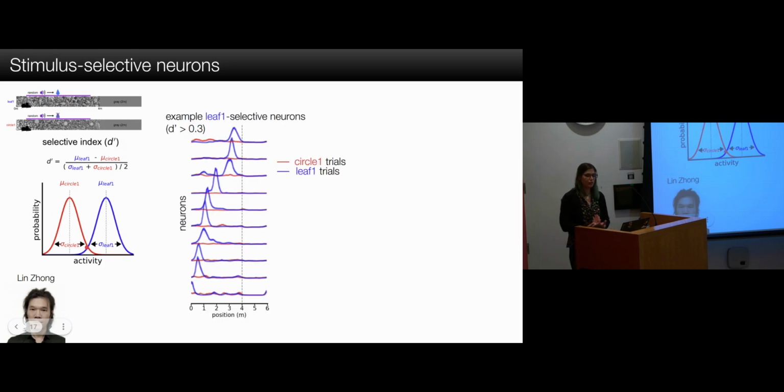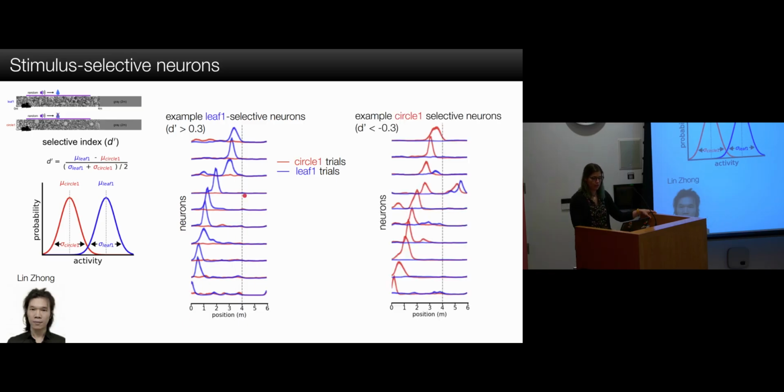And so here's examples of those leaf selective neurons that have high D'. We compute the D' on training trials, and here's their activity on held-out test trials, to circle trials and leaf trials. This example neuron you can see is responding high in the leaf corridor at the end. There's different neurons that respond at different time periods throughout the leaf corridor. And we see a similar thing for neurons with a large negative D'. So these are circle selective neurons. We see lots of neurons tiling the circle corridor as well.